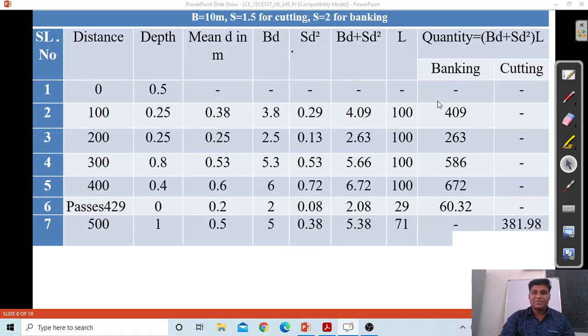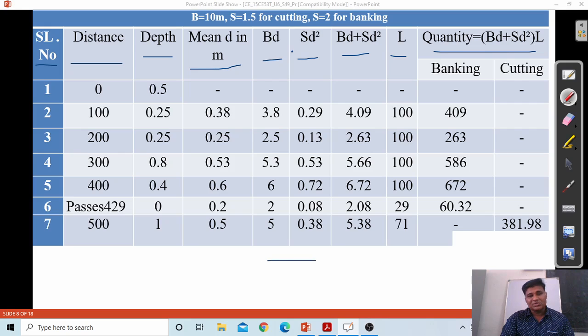Next I am going to prepare a tabular column. First is serial number, distance, depth, mean depth, B into D is D square, BD plus SD square, L, and quantity is equal to BD plus SD square into L. How did this formula come?